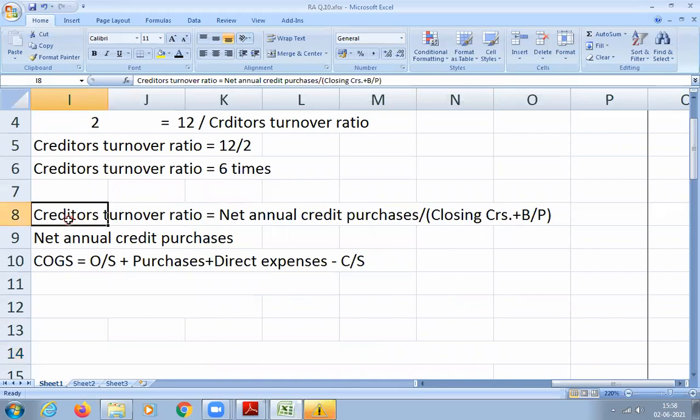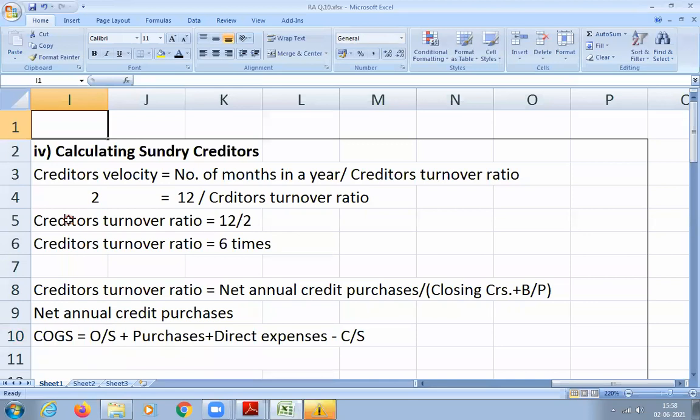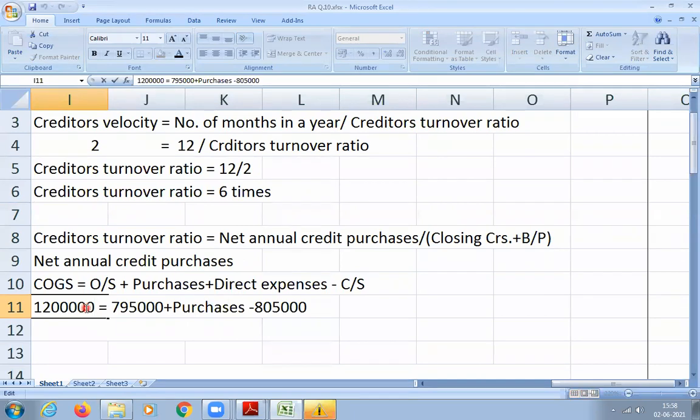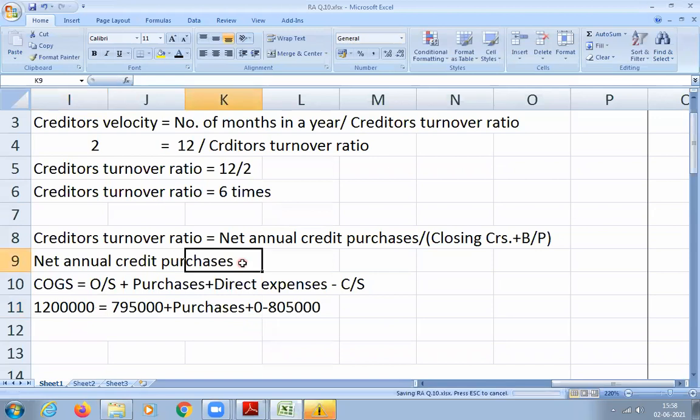12 lakhs. So substitute now. Opening stock is how much? Closing stock is how much? Opening stock is 7,95,000 and closing stock is 8,05,000. COGS is 12 lakhs. Purchases we don't know. Direct expenses he has not given us, so we will take it as 0. So please calculate the purchases.